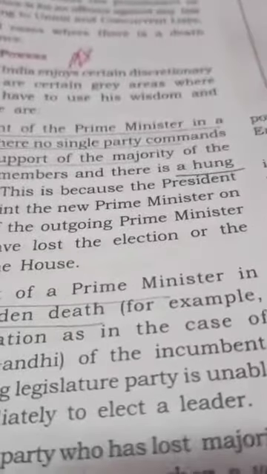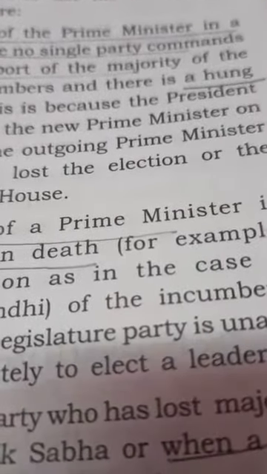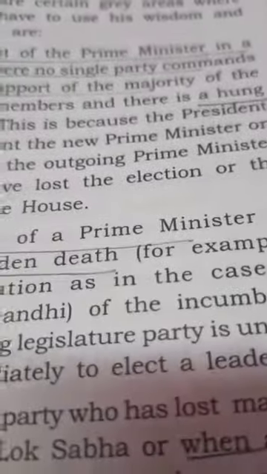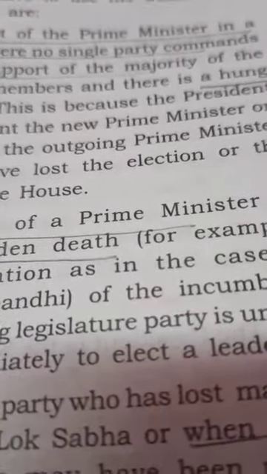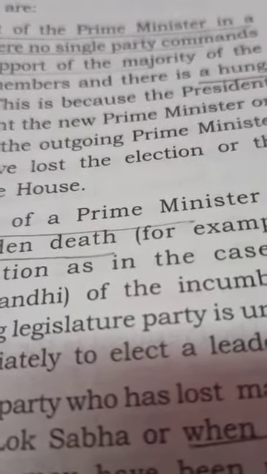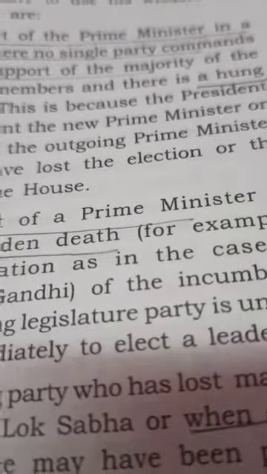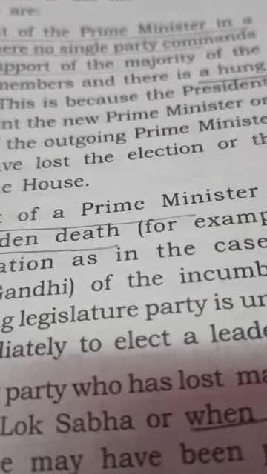After the legislative powers of the president, we have the discretionary powers. Discretionary powers are very important powers. These are powers which are not under any head, which are enjoyed by the president, like the appointment of the prime minister in a situation where no single party commands the clear support of the majority of the Lok Sabha.